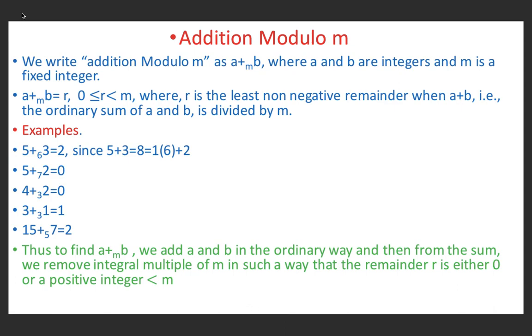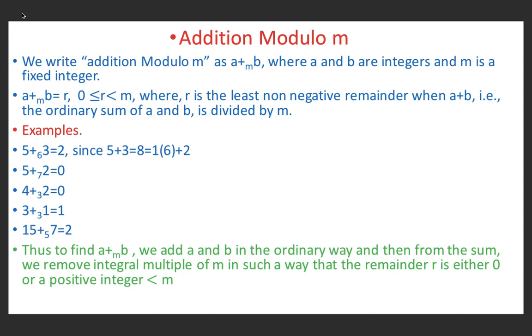We write addition modulo m as a plus b, and we write m in the suffix of addition sign plus, where a and b are integers and m is a fixed integer. So addition modulo m of a and b is equal to r, where r is the least non-negative remainder when a plus b is divided by m. r is always strictly less than m, and it may be equal to 0 or greater than 0.